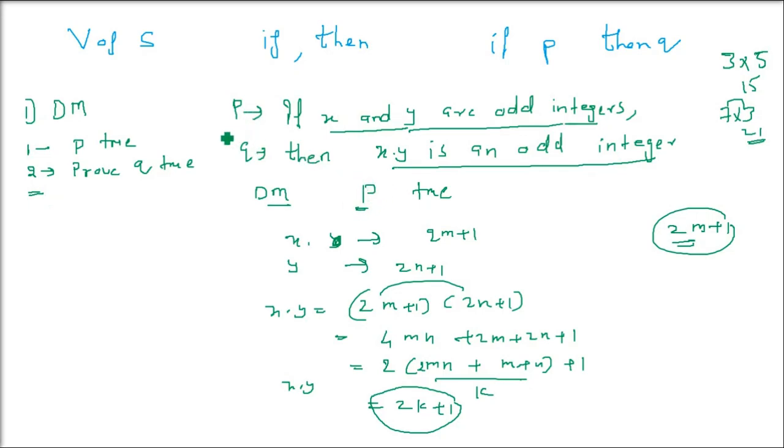This is the direct method. Now this is very important because the contradiction method will also be taking the same thing, right? Same explanation will be there. But the second method of checking the validity of a statement with if then is called the contrapositive method. How do we do this contrapositive method?